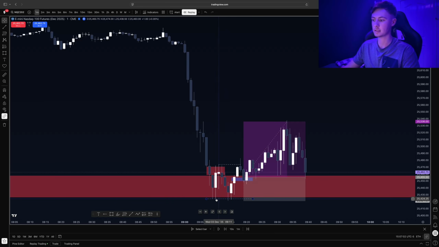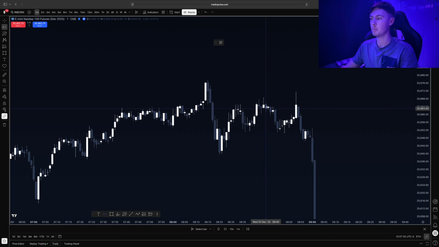For example, price takes out sell side liquidity, you get a buy model after the valid market structure shift being bullish. Then you want to target buy side liquidity, and you can see how price action respects bullish market structure and delivers cleanly to buy side liquidity. Okay, so now I've shown you guys a bullish example, I'll show you guys a bearish example now.